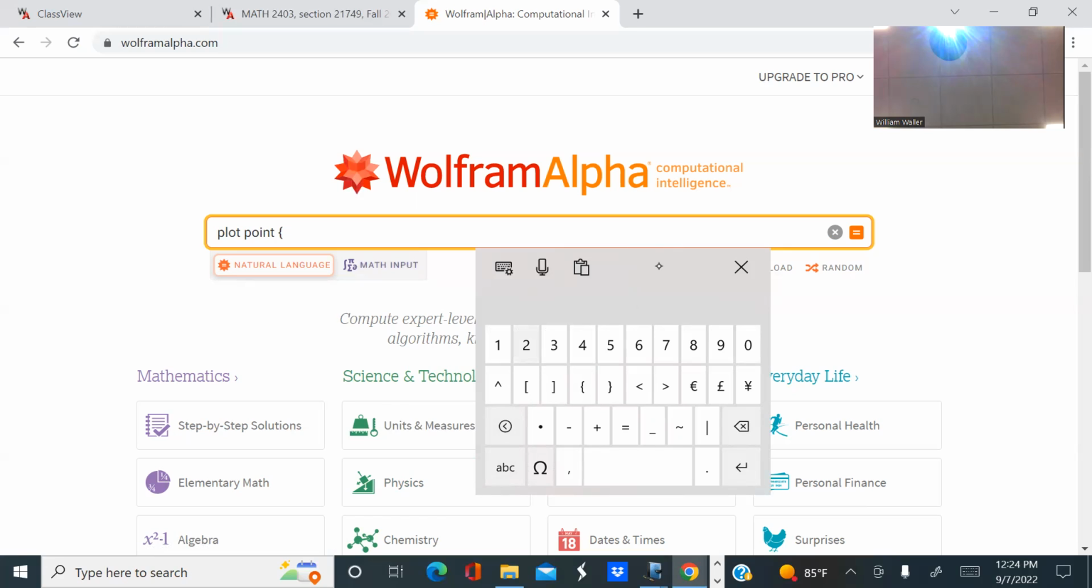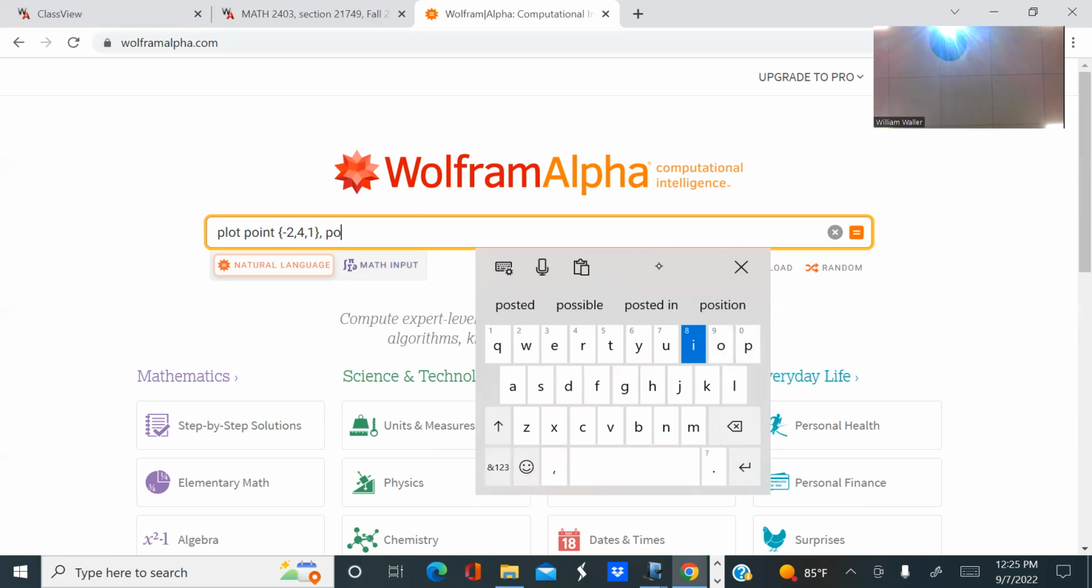So what was the first point? No, just the initial and terminal points. So -2 and then something, what? 4 and 1. All right, so let's close that.